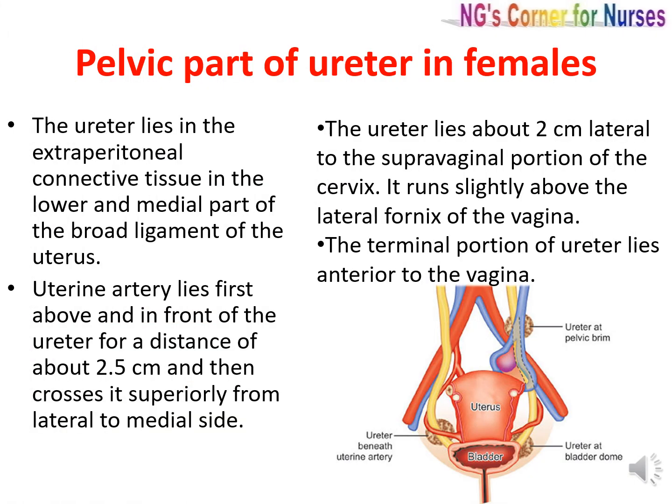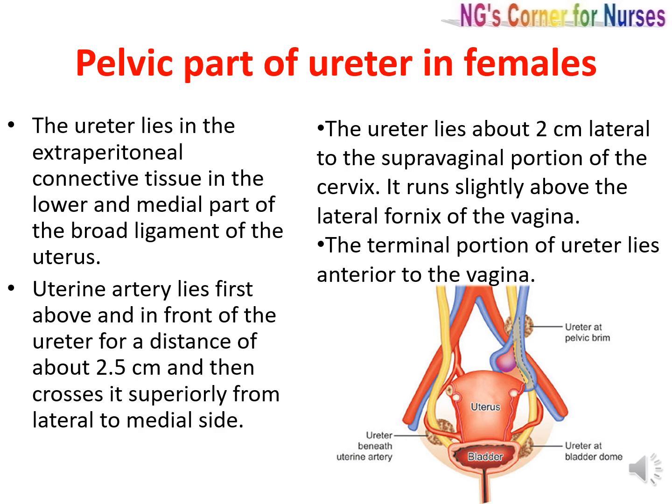Next, coming to the pelvic part of the ureter in females. The ureter lies in the extraperitoneal connective tissue in the lower and medial part of the broad ligament of the uterus. The uterine artery lies first above and then in front of the ureter for a distance of about 2.5 centimeters and then crosses it superiorly from the lateral to the medial side.